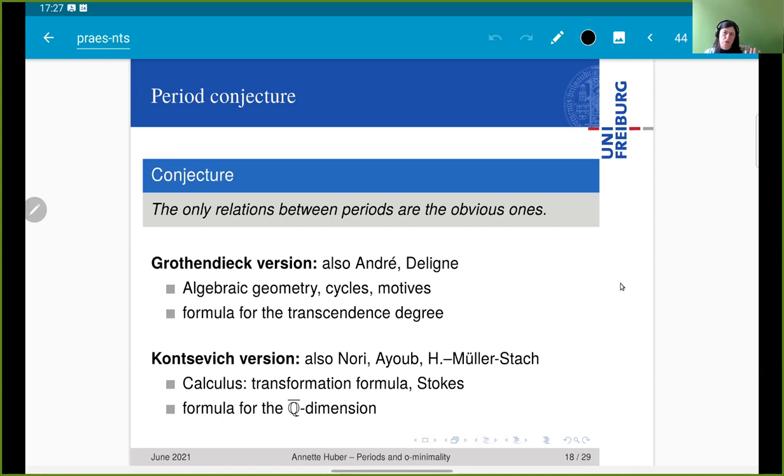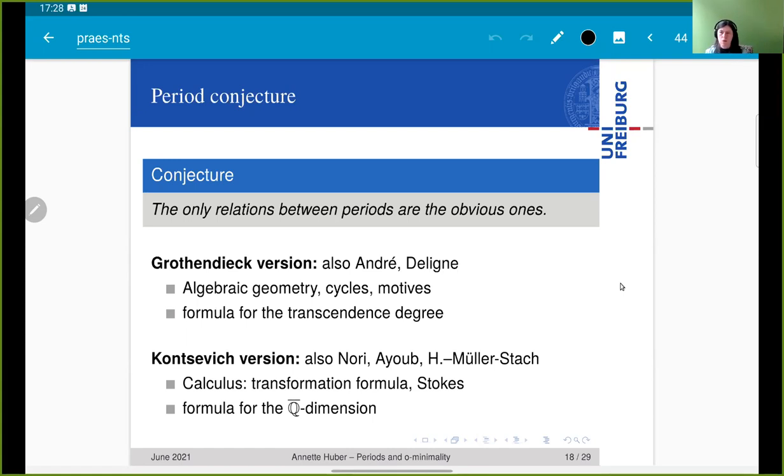If you think of the definition of periods as integrals over semi-algebraic sets, then the obvious relations are the ones coming from the transformation formula. That gives you a relation: you have a map between semi-algebraic sets and you pull back the differential form. So the transformation formula gives you a relation between period numbers. And the other type of relation that you get is from Stokes' theorem, where you integrate d omega over some domain, or omega over the boundary, and it gives you the same period number.